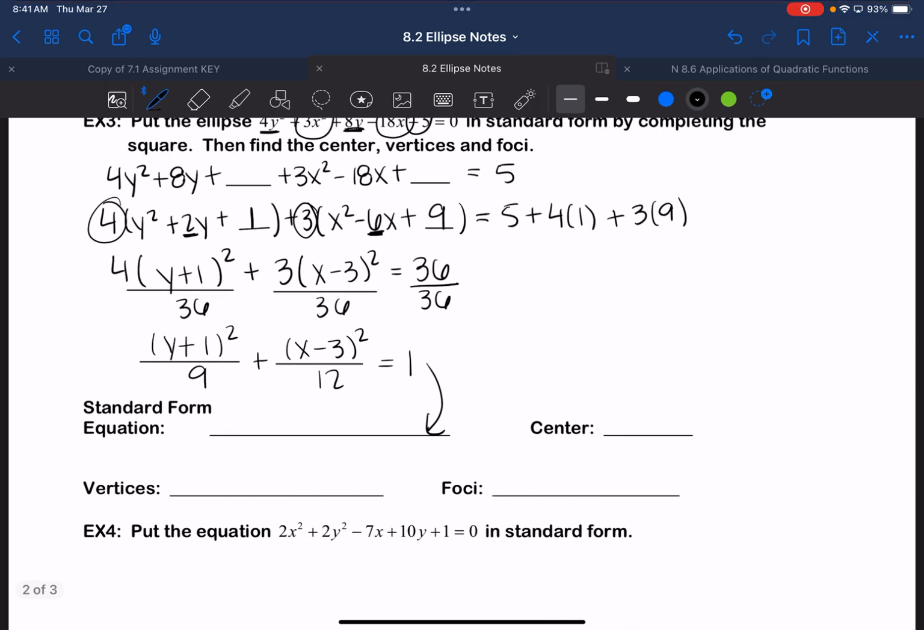Okay, now that it's written in standard form, we can see h and k, right? Remember, h comes from the part with x, k comes from the part with y. So where would we say the center is? Okay, so remember, h comes from the part with x. So yeah, 3, -1.